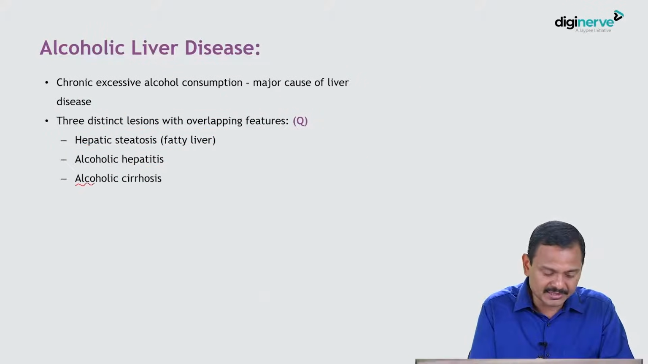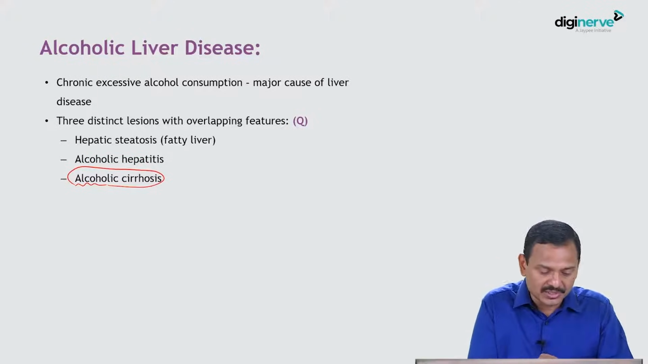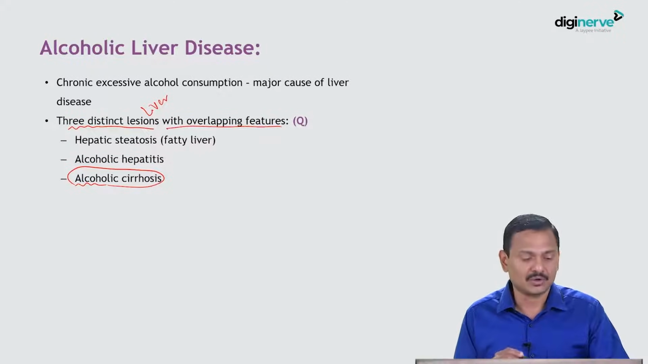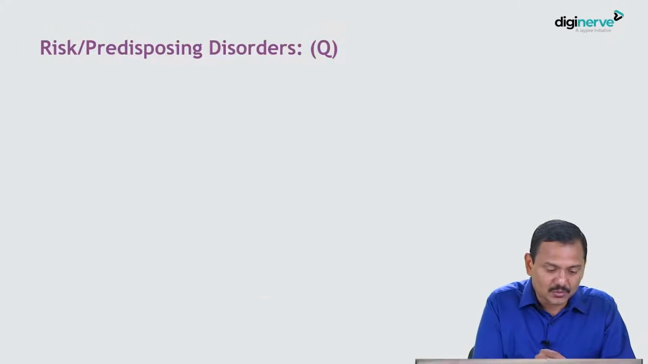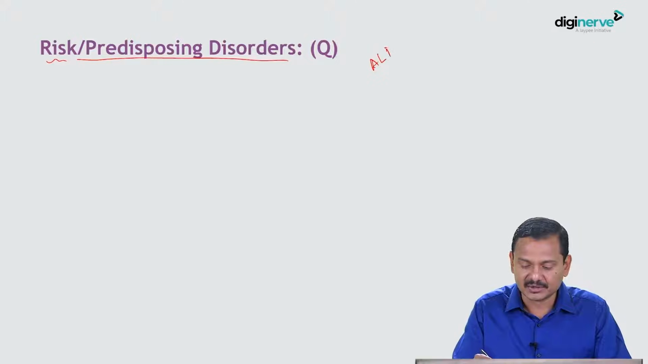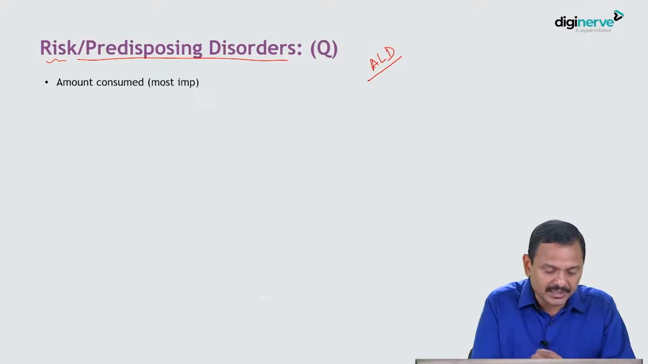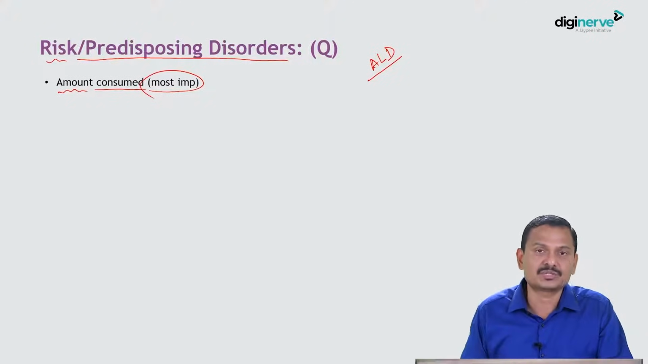Then the end stage is alcoholic cirrhosis. So these are the three distinct lesions in the liver that we encounter with chronic alcohol consumption. So what are the risk factors or predisposing factors for alcoholic liver disease? Because I have already told you that many people consume alcohol, but only a few are predisposed. So it depends on the amount consumed, and that is the most important factor.